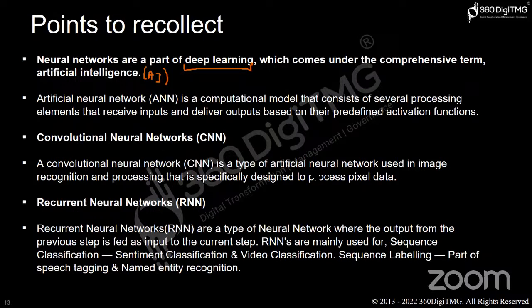Convolutional neural networks are primarily used in image processing and are used to process pixel data. So whenever you're dealing with any sort of image or video processing related problems, we use convolutional neural networks. Okay.